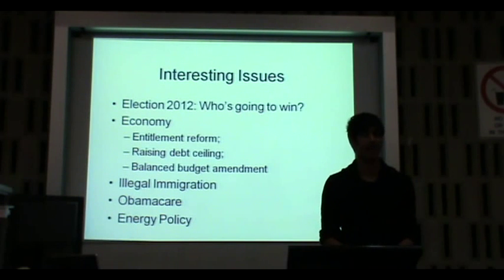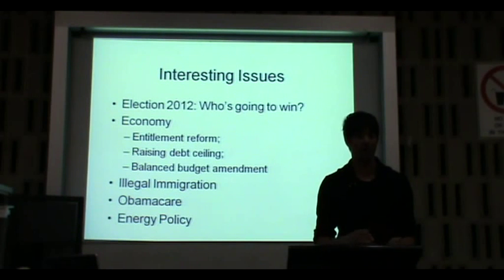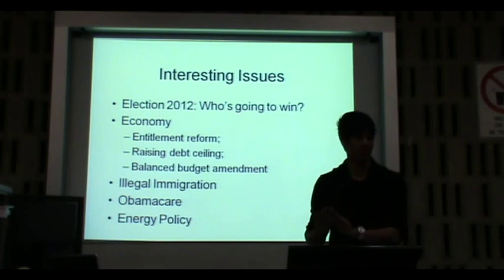So the Republicans are saying, we are not willing to support tax increases at all, even on people who are in the top 2%, people who earn over $250,000 a year. We're just not going to support taxes. And we want to reform Medicare.